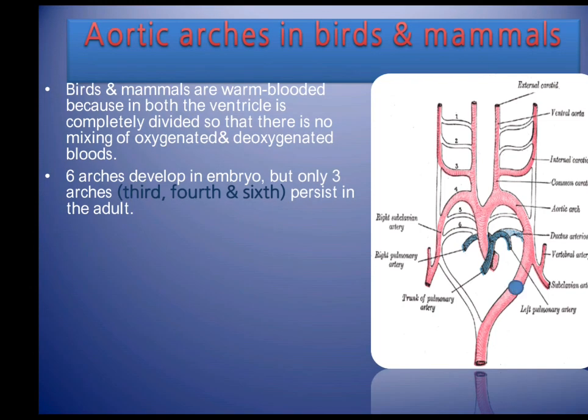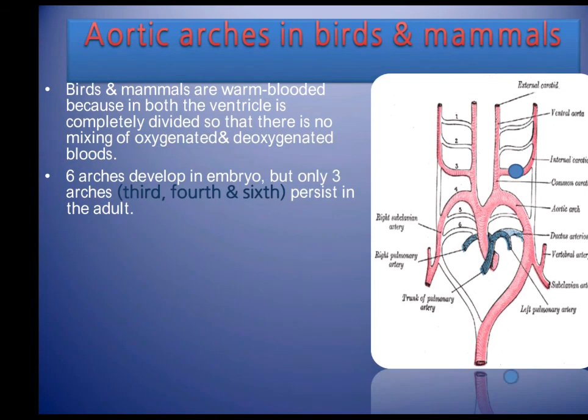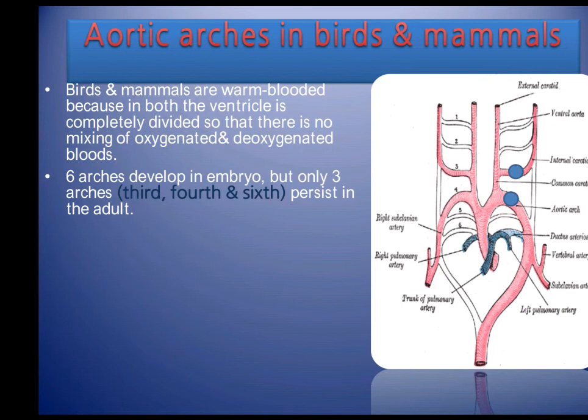Now here students, this is the third arch. This is the third pair which is forming the carotid. The fourth pair is forming the systemic. So here we have the left systemic, which is taking the oxygenated blood to the body. Now if I talk about the sixth arch, it is forming the pulmonary arch, and that will be taking the deoxygenated blood into the lungs.